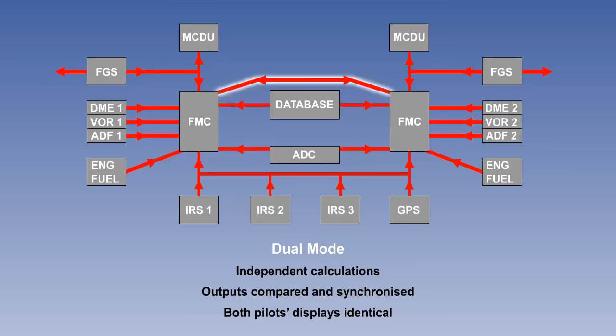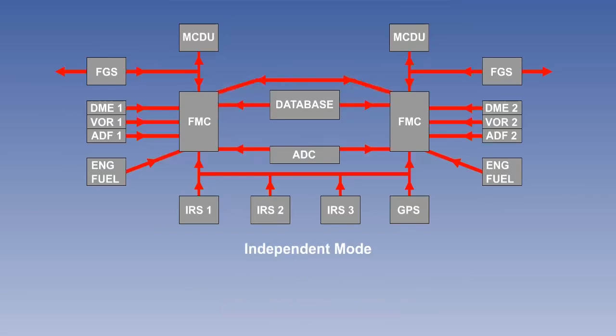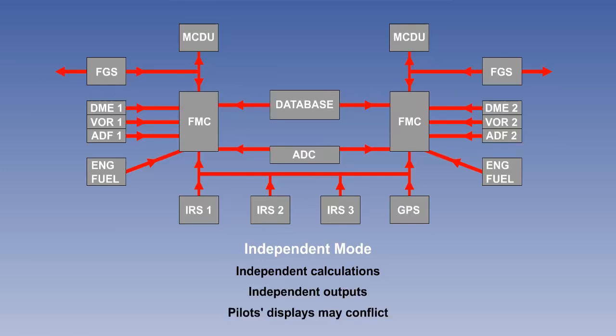However, if the cross-check shows a discrepancy above a predetermined value, the system changes to independent mode. This happens automatically in some systems and is selected by the crew in others. The synchronizing link between the two systems is broken. Now we have independent calculation and independent output. The pilots' displays may now conflict, and if they do, it is up to the crew to choose which is the most likely to be correct.